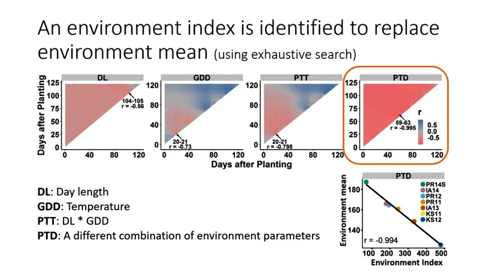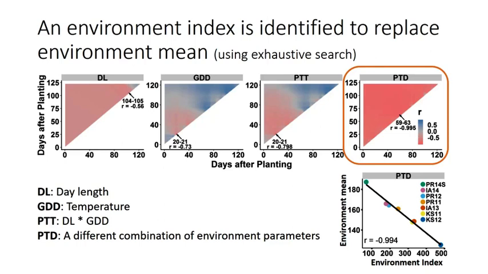More specifically, if we look at the correlation across the entire growing period from day 0 to day 120, with all kinds of different window sizes, we identify a critical growing period, 59 to 63 days after planting, that has the highest correlation with the environmental mean. That means we only need the PTD data from 59 to 63 days after planting to make the prediction.